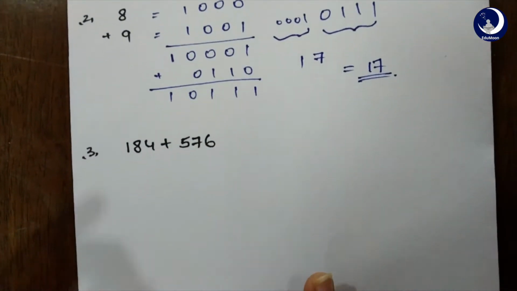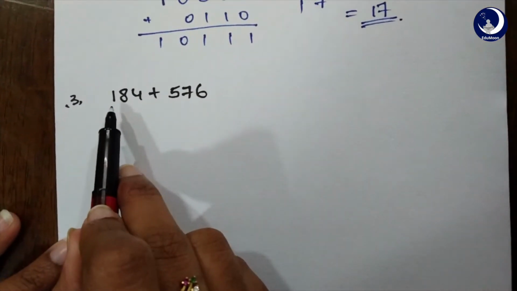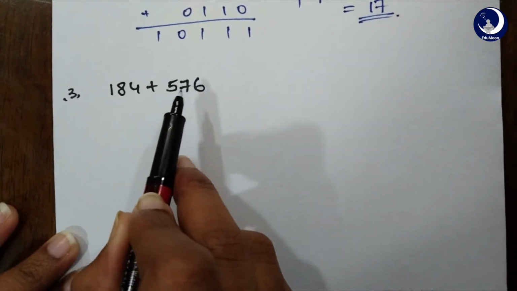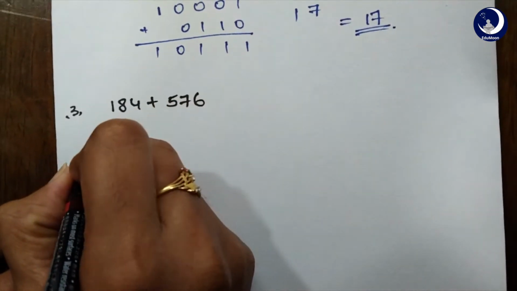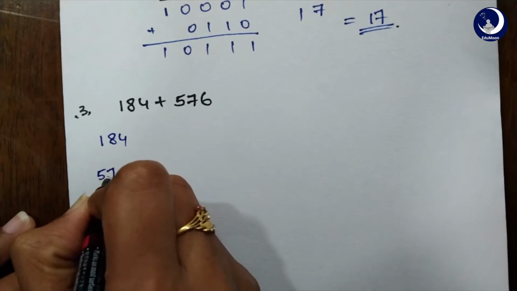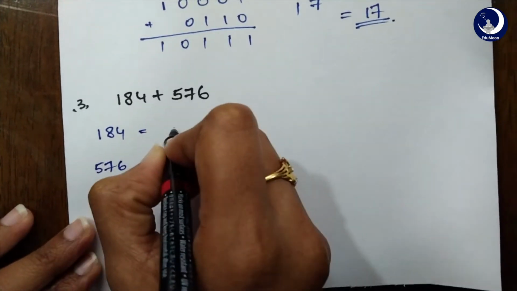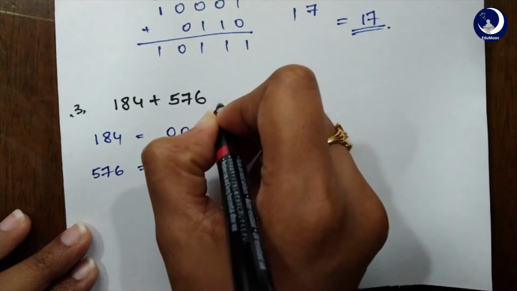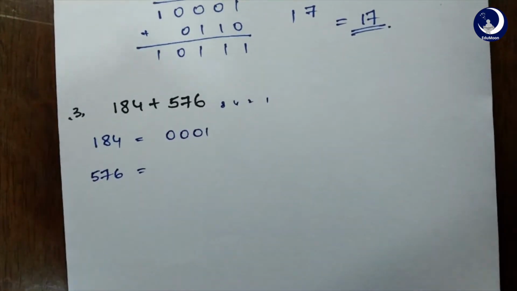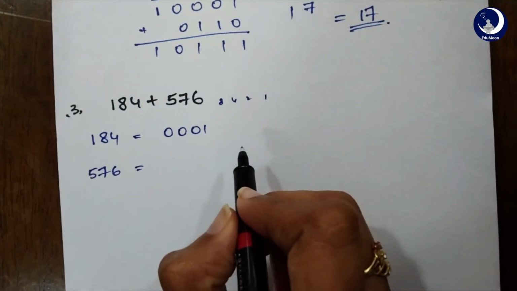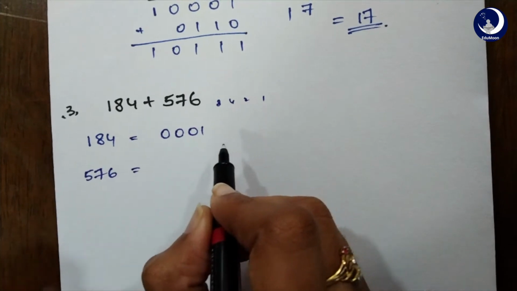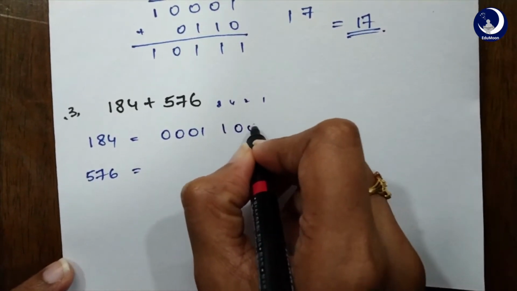Okay, now let's try a bigger example. Consider the digits 1, 8, 4 plus 5, 7, 6. So 1 stands for 0, 0, 0 and 1. Always write 8421 so that you get to know where exactly the ones and zeros are to be placed. So now 8 is 1, 0, 0 and 0.